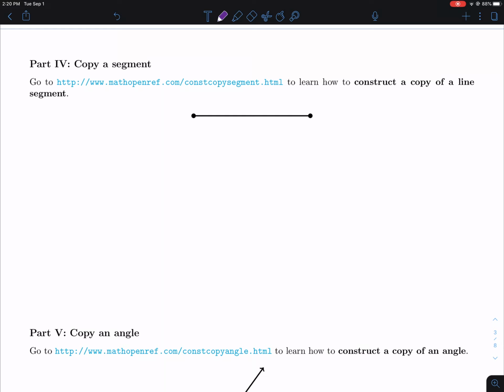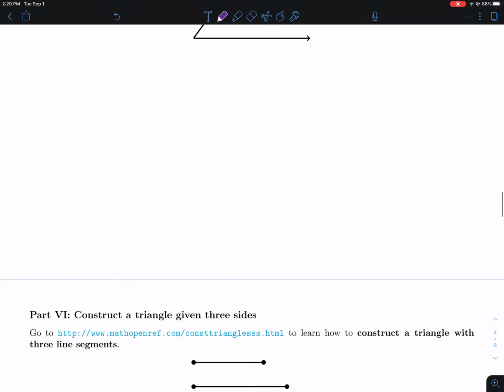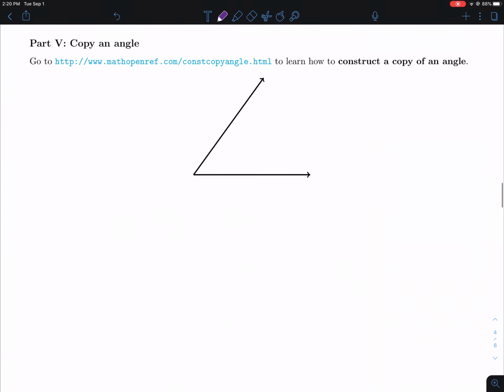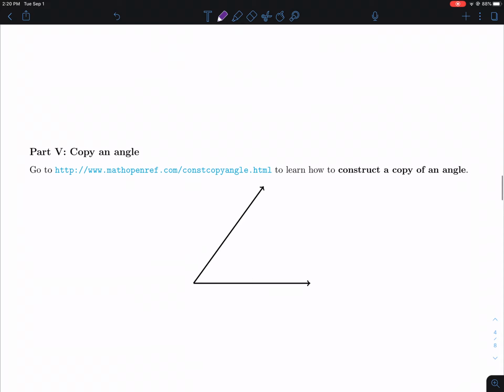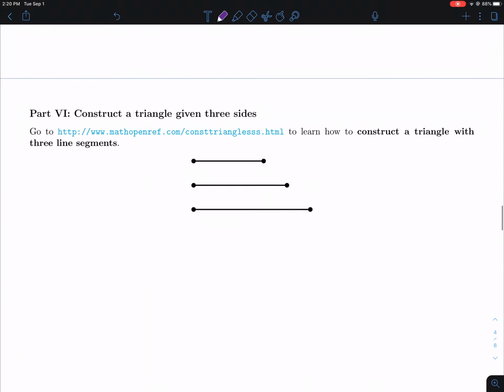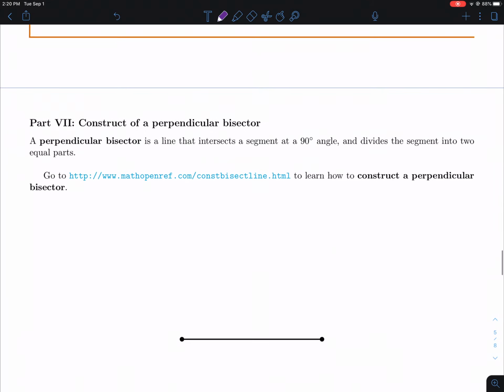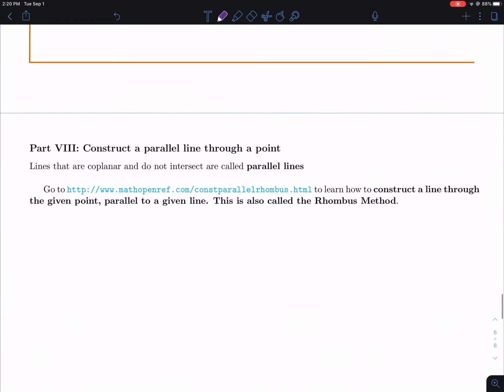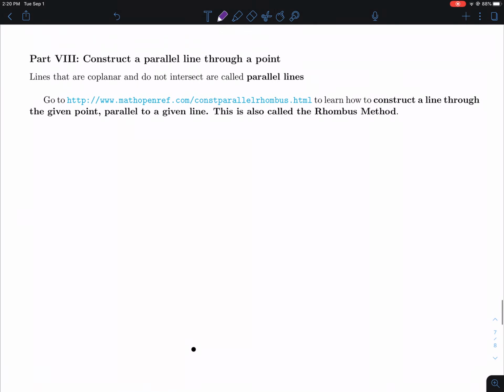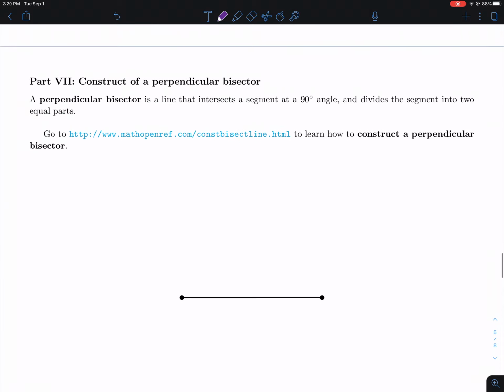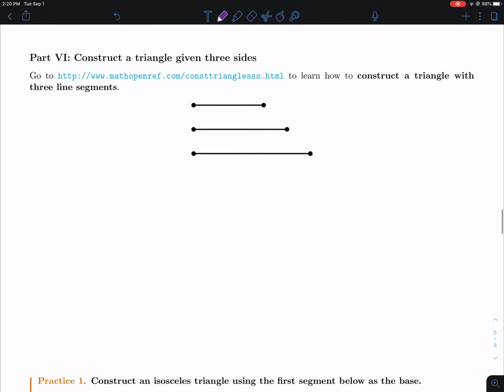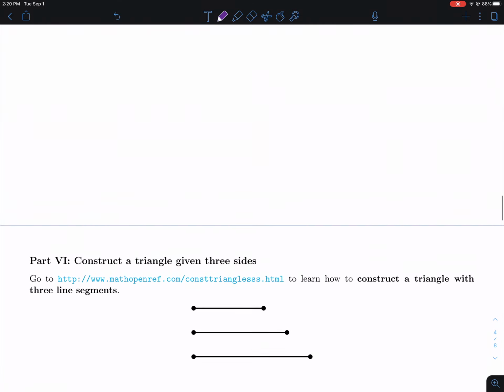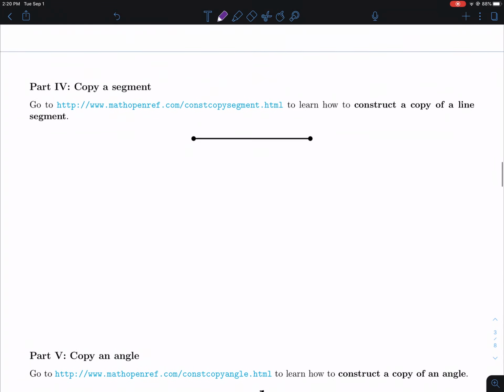I wouldn't mind seeing people try and show me a demonstration of one of the 5 constructions we're going to do, because we're going to construct segments, angles, a triangle with given 3 sides, a perpendicular bisector, and a parallel line through a point. So again, it could be that we won't be able to do this because of the technology, but we'll try it out and see. Because again, it's kind of a cool thing.